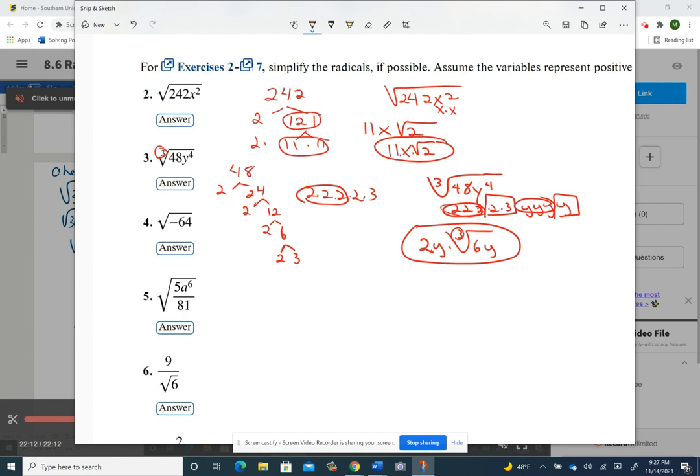All right. Number 4, you have a negative underneath a square root. This right here, for now, we would say is not a real number, because you can't find a number times itself that would be negative. Okay. All right, we'll go ahead and look at number 5 on that one.